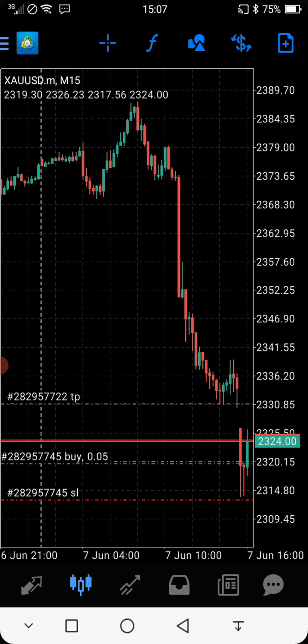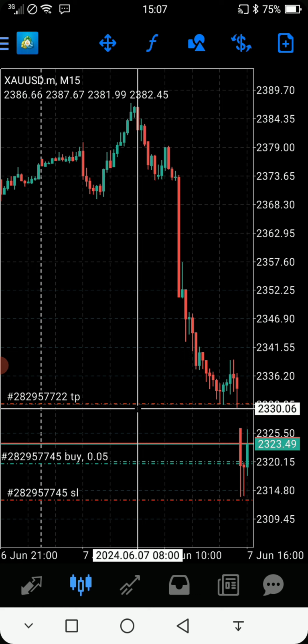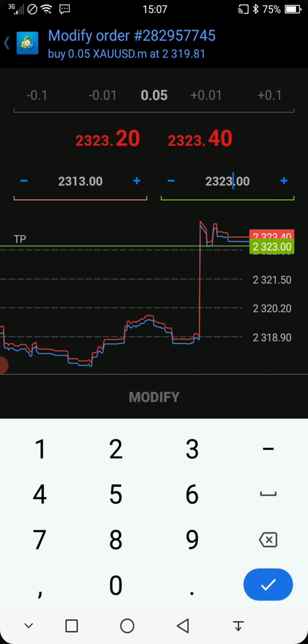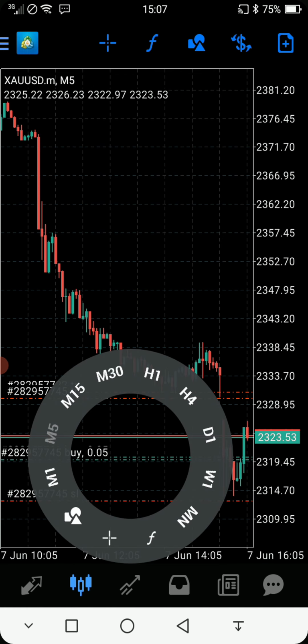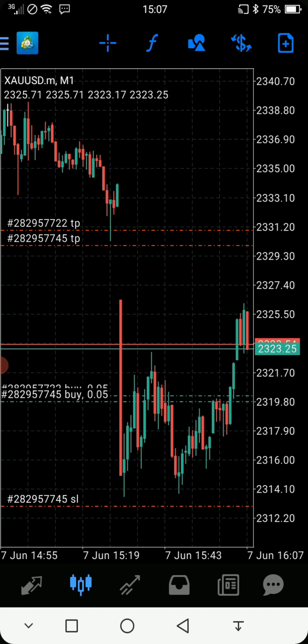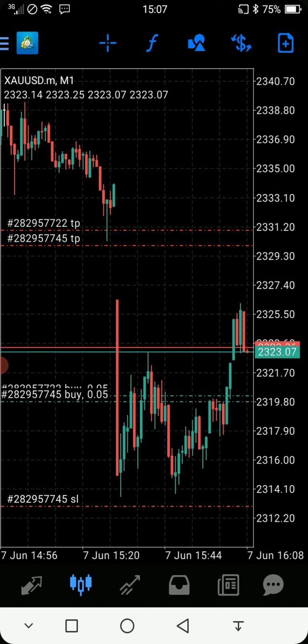So let me just quickly put my TP at 2330. Okay, now we wait. You see the market is having a pullback. It's pulling back, as you can see. So we broke structure already, we had a change of character, and we are pulling back now.